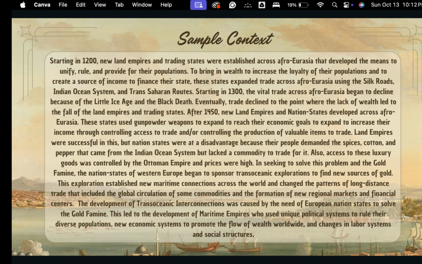Okay, the development of transoceanic interconnections was caused by the need of European states to solve the gold famine. This led to the development of maritime empires who used unique political systems to rule, provide for their diverse populations, new economic systems to promote the flow of wealth worldwide, and changes in labor systems and social structures.